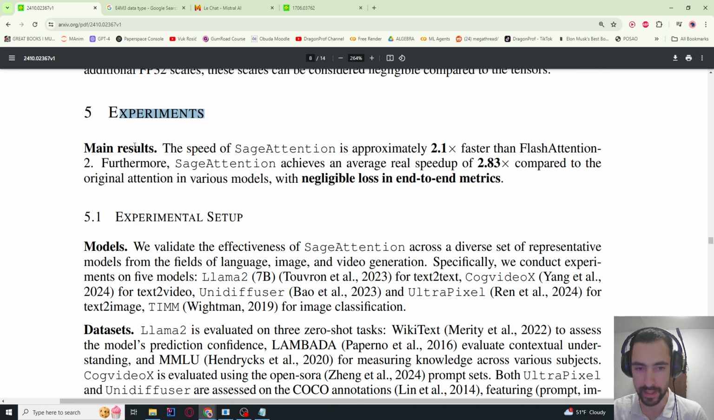So, experiments main result: the speed of SageAttention is approximately 2.1 times faster than FlashAttention 2. Furthermore, SageAttention achieves an average real speedup of 2.83x compared to the original attention in various models, with negligible loss in end-to-end metrics, that means benchmarks, or the performance of the model generally.